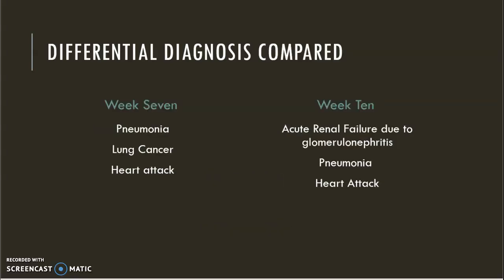Initial diagnoses in week 7 included pneumonia, lung cancer, and a heart attack. For week 10, 2 out of 3 diagnoses stayed the same, with pneumonia and heart attack. The difference between the weeks was taking away lung cancer and adding in acute renal failure due to glomerulonephritis. Upon further research and education, acute renal failure due to glomerulonephritis was a better fit for the patient's symptoms than lung cancer. The other 2 diagnoses are a good fit based off symptoms and patient history.